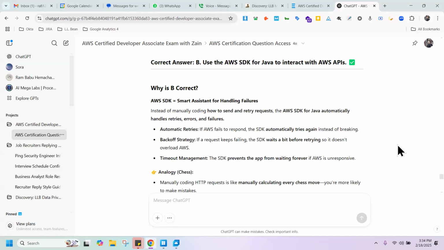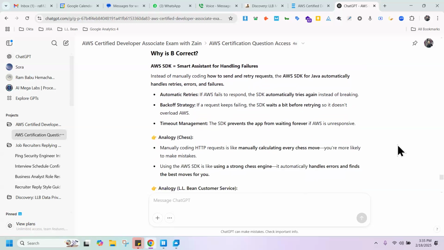Smart Assistant for handling failures. The SDK for Java automatically handles retries, errors, and failures. Automatic retries: if AWS fails to respond, the SDK automatically tries again instead of breaking. Backoff strategy: if a request keeps failing, the SDK waits a bit before retrying so it doesn't overload AWS. Timeout management: the SDK prevents the app from waiting forever if AWS is unresponsive. So basically, this server type of error is easily managed by the SDK, right? So you can remember these things.